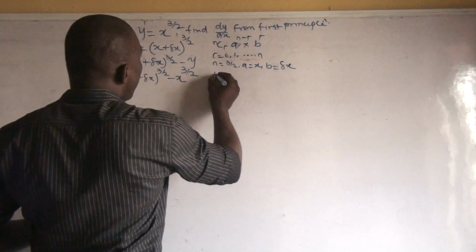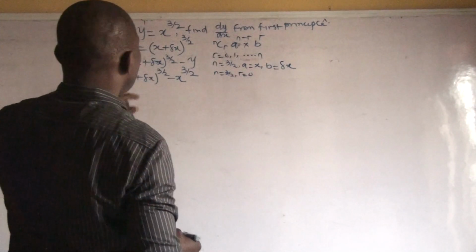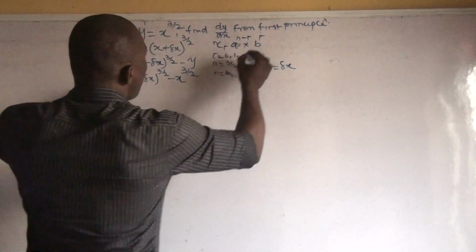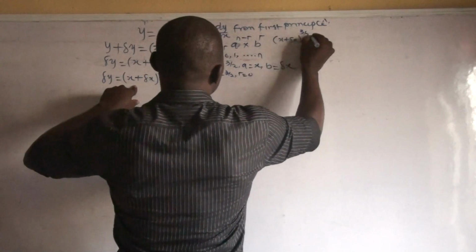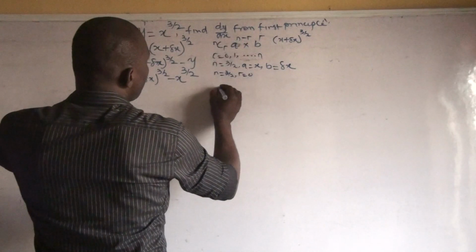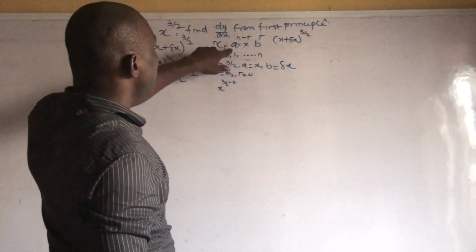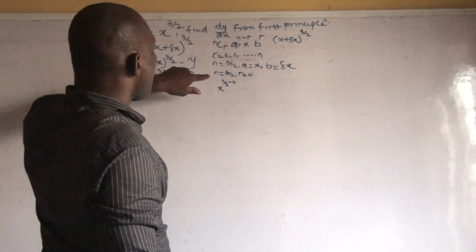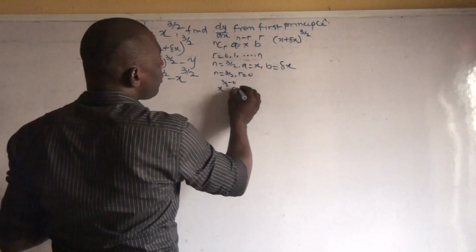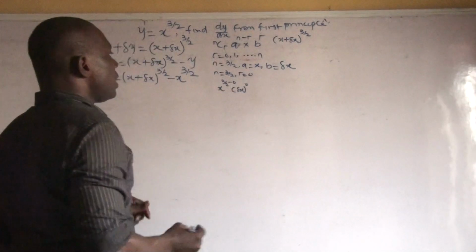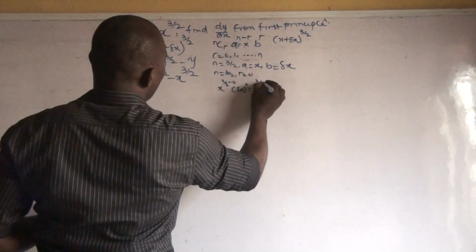If n is equal to 3 over 2, then r is 0. Here, we want to expand this. Look at what we're expanding here: x plus delta x raised to power 3 over 2. Okay, here we have x raised to power 3 over 2 minus 0, because we said that is a raised to power n minus r. When r is 0, everything here in the bracket, delta x raised to power 0. Okay, and what we have there is x raised to power 3 over 2.